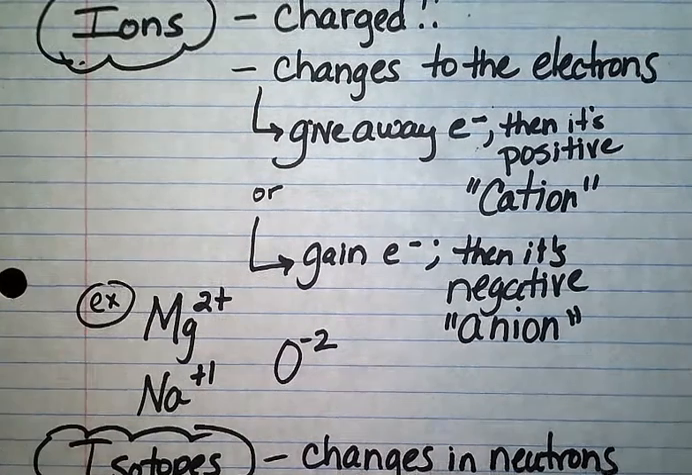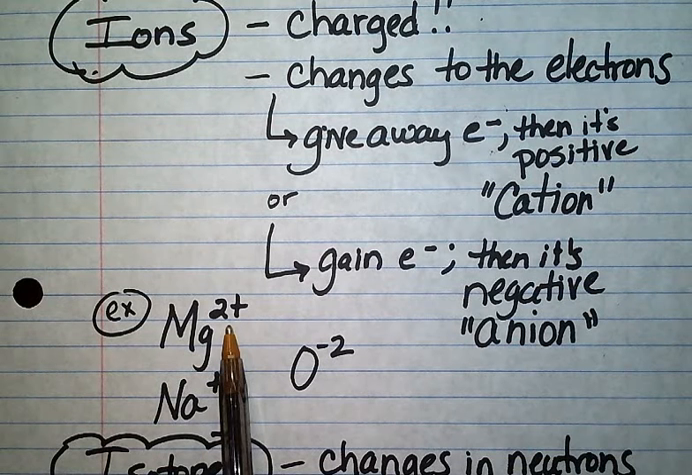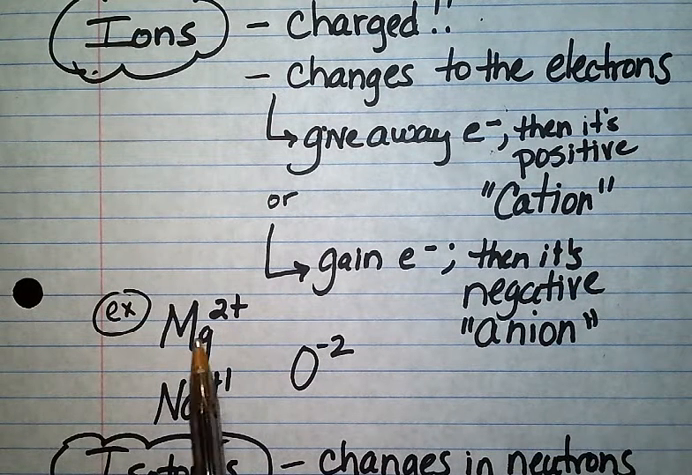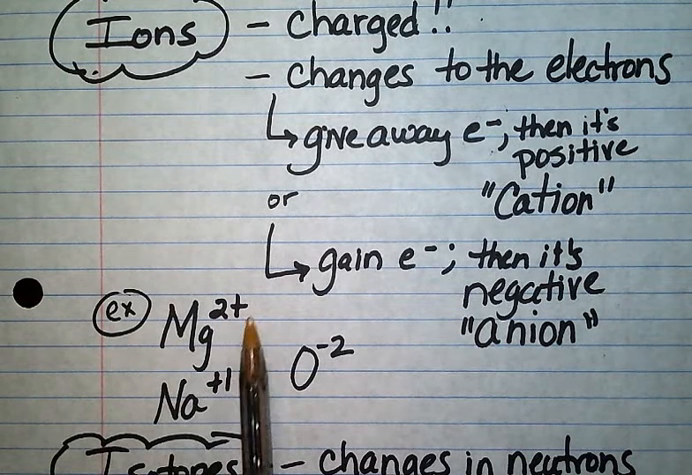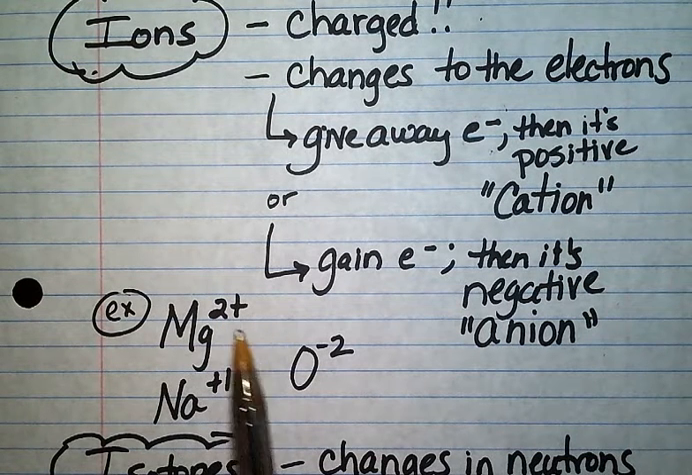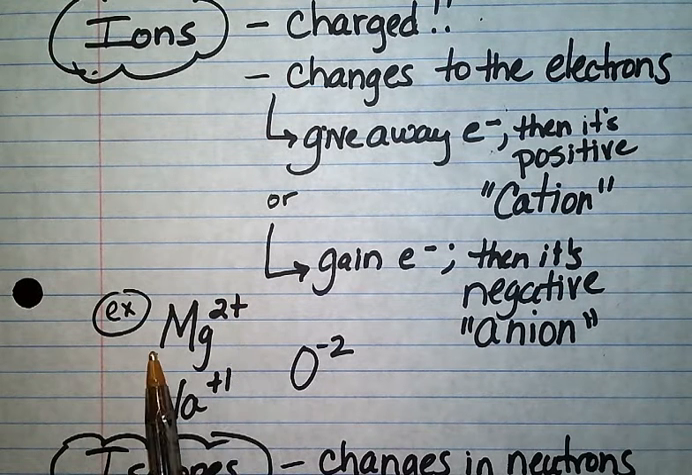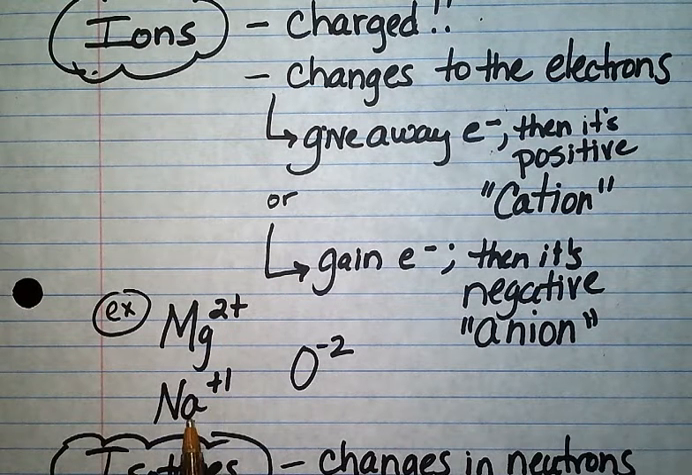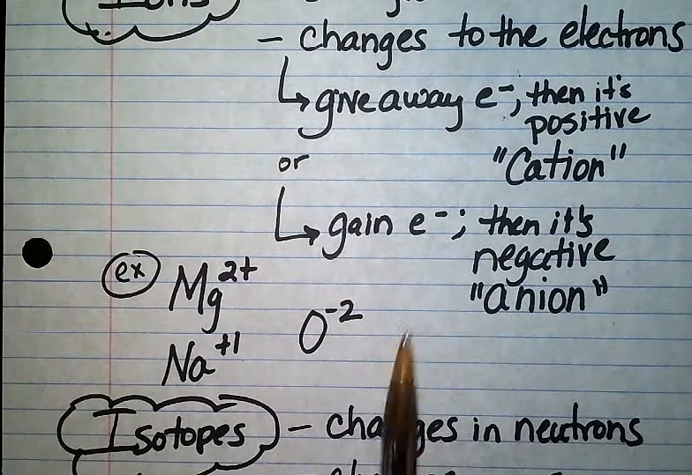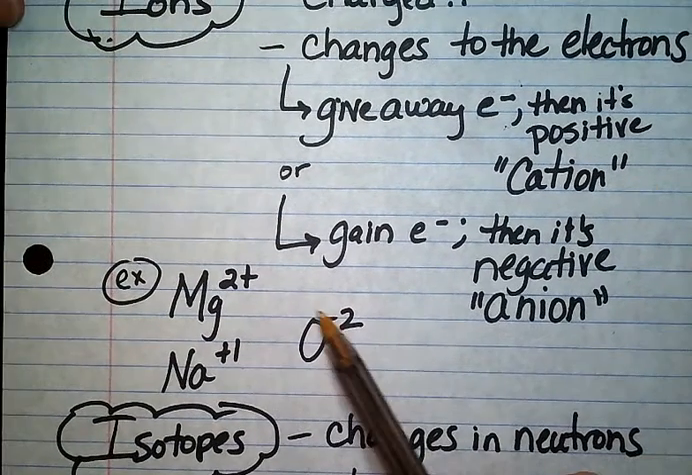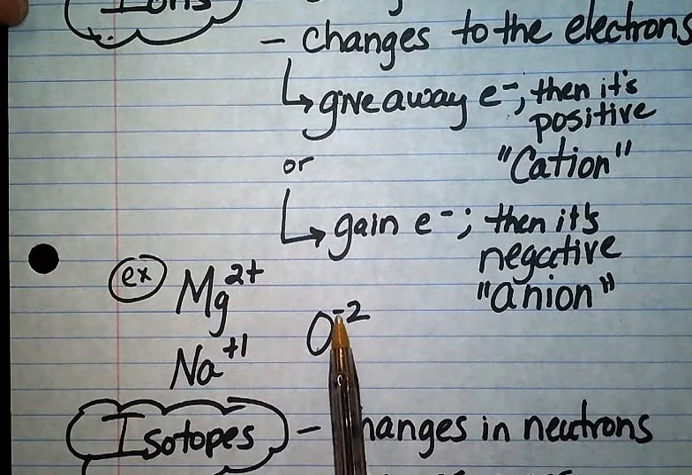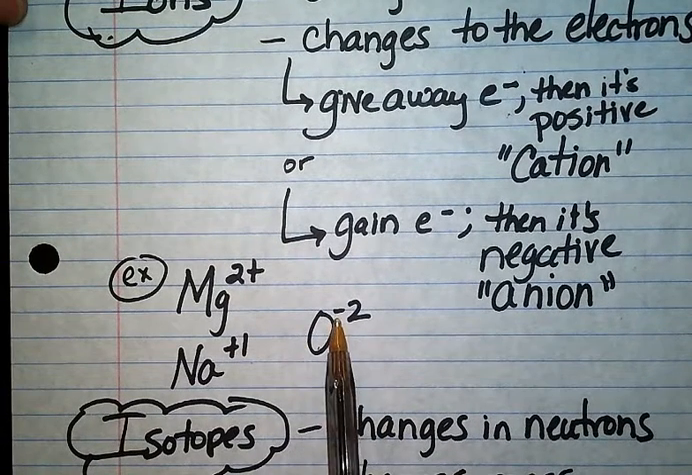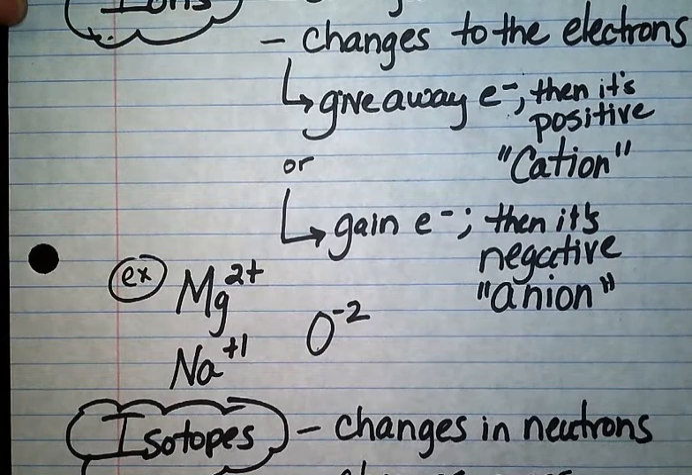Here are some examples of ionic notation. This is Mg with a 2+ charge, or +2 charge, either way. You can put the positive in the front or behind. This means that it has an oxidation number, or ionization number, of +2. So magnesium has lost 2 electrons. Sodium has a +1 charge, so sodium has lost 1 electron, or given away 1 electron. Oxygen has a -2 charge, so that means oxygen has gained 2 electrons. From this ionic notation, you can tell the element, you can tell if it's lost or gained, or if it's a cation or an anion, and you can tell how many electrons it has lost or gained.